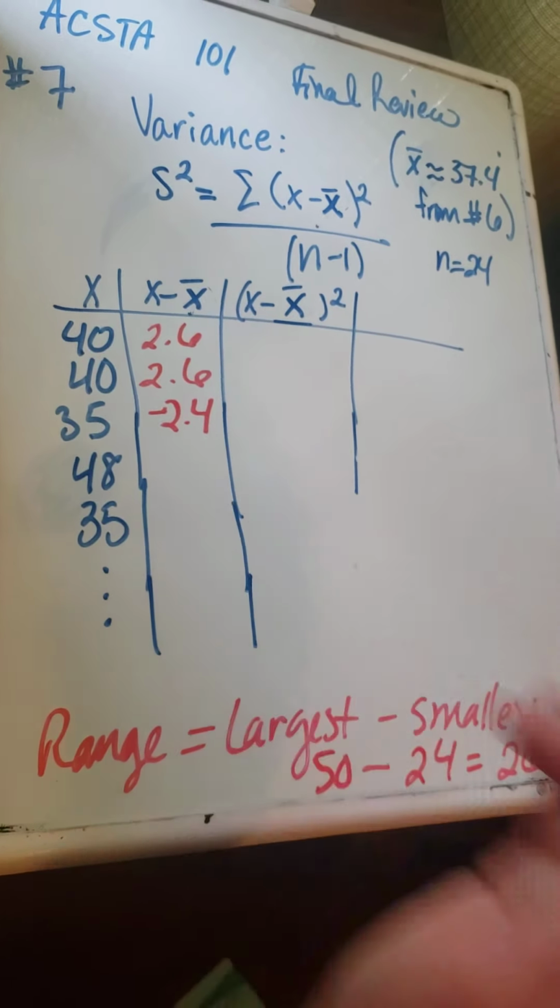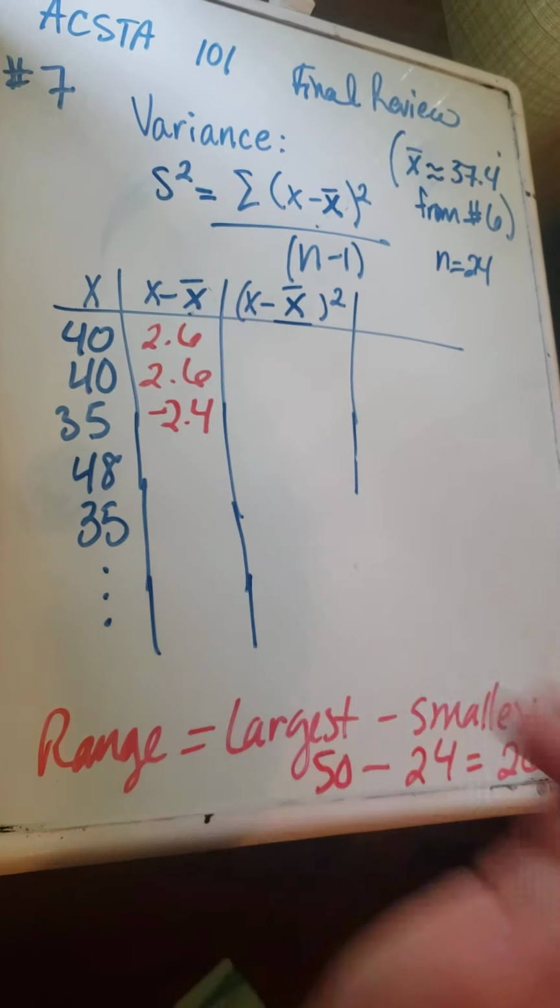Remember, this was called the deviations from the mean. We found how far away each of our data values was from the mean of the data. Because this sum ended up equaling 0, with the positive and negative numbers canceling each other out, we went through and squared each of those numbers. That would give us 6.76, 6.76, 5.76, 112.36, and so forth. You would do that for all of your numbers.